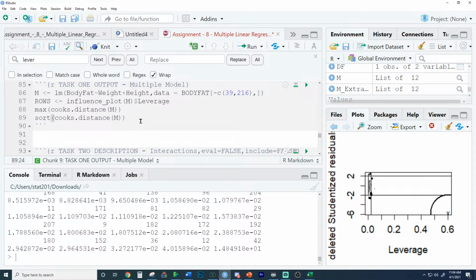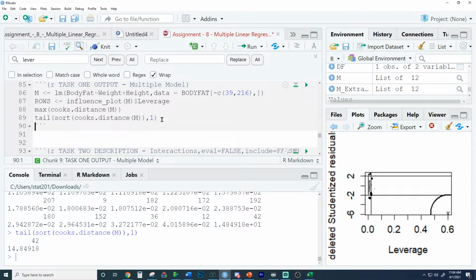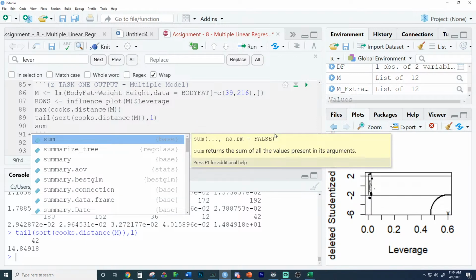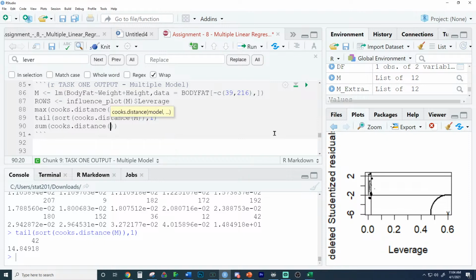Okay. So if we were to go here to sort, and we were to go here to tail of this, and we were to take just the last one, that's the very most influential point. And now if we go to sum, and I think there's 252. I just want to put this into perspective. And if there's 252, we go 1 through 251.